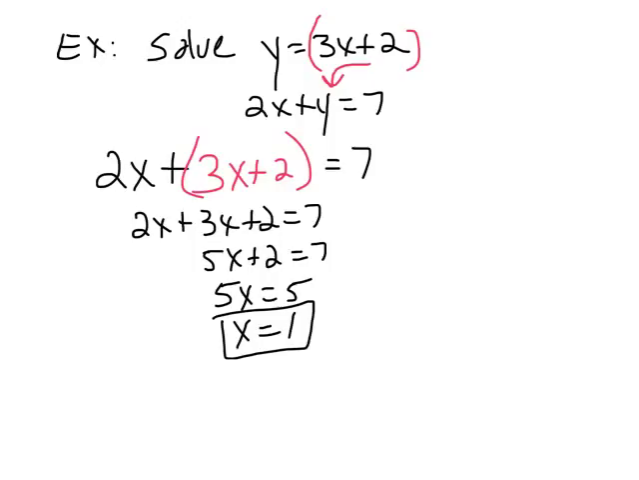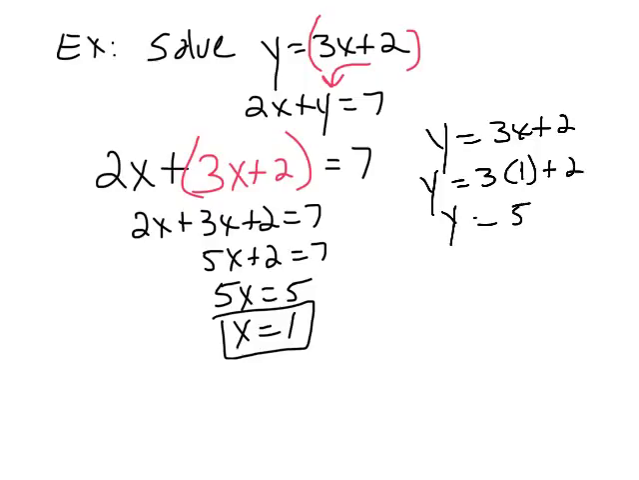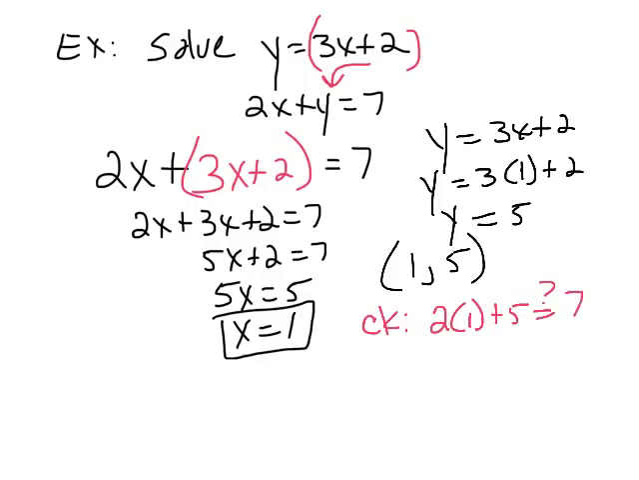So I'm going to move over here, and I have y is equal to 3x plus 2. So y is equal to 3 times 1 plus 2, and it ends up y is equal to 5. So my coordinate is (1, 5). Since I used the top equation to find y, I'm going to check in the second equation. 2 times 1 plus 5 needs to be equal to 7, and it works, so we are good.